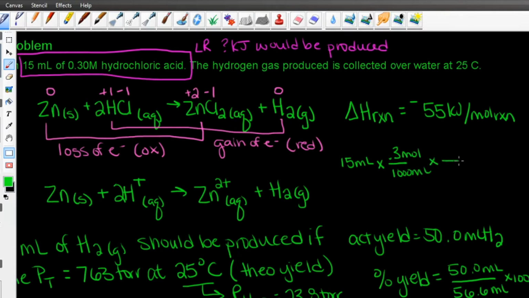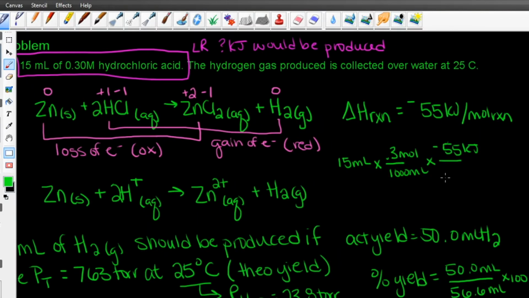And we know that based on the moles of this balanced chemical equation, we're going to get negative 55 kilojoules. We don't get negative heat, but you know what I mean. The heat is going to be released. This many kilojoules of heat are going to be produced for every 2 moles of HCl, because that's what it means to be per moles of reaction, per what is given in my balanced chemical equation.